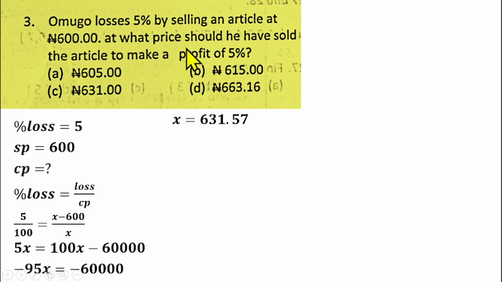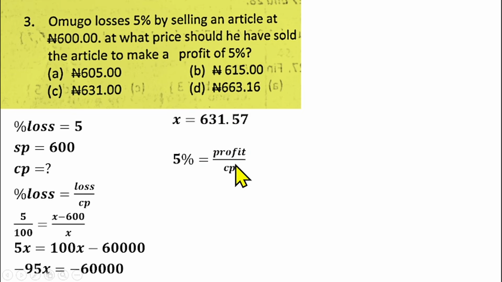At what price should he have sold the article to make a profit of 5%? So that means that we are looking for the selling price to make this percentage. Now that we know the cost price, which is this amount, the percentage profit it will have made is 5%, which will be profit over the cost price.